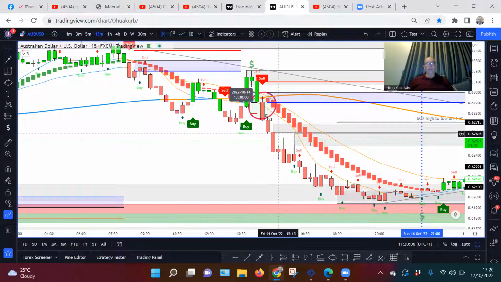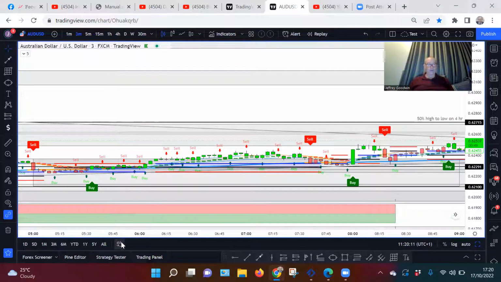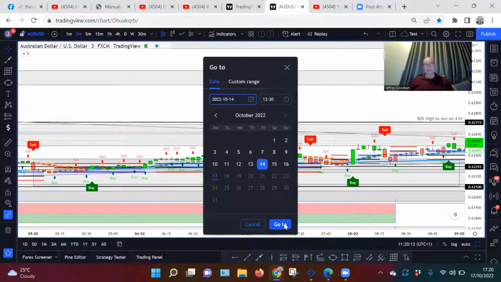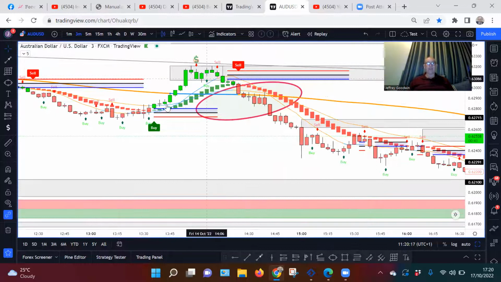Right there. Okay, and so now we're going to the 3 minute. Should I use it for entry, ladies and gentlemen? Go back to the 14. See the area marked off. This here, see how it pushed up? Yeah. Quickly, there's a sell zone.